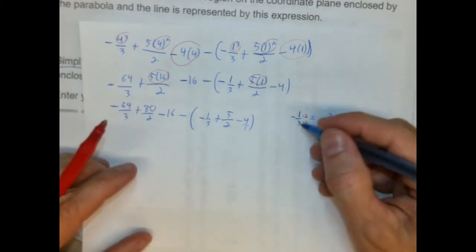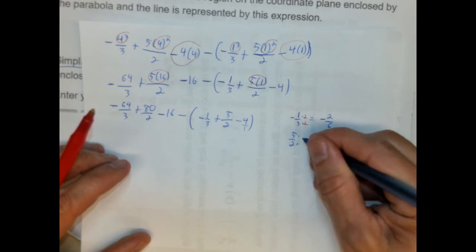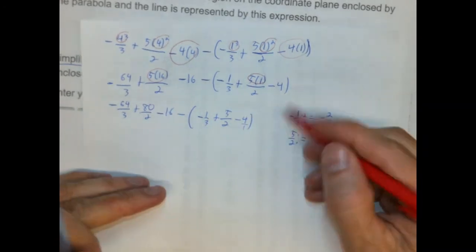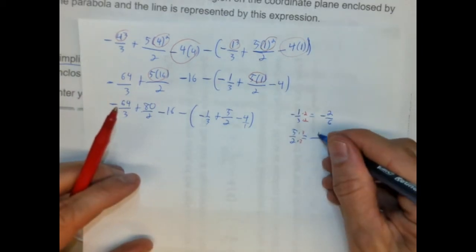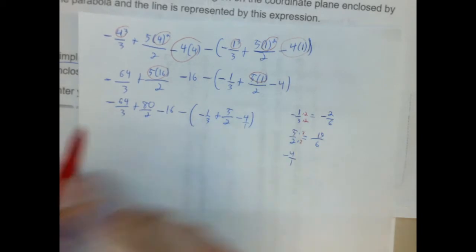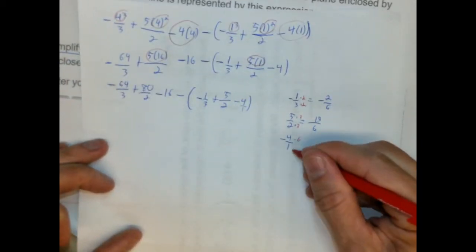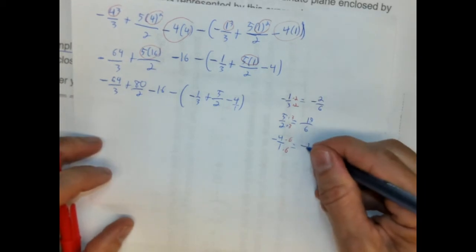And then this one, 5 over 2. We're going to multiply this by 3 because again we want the bottom to be 6. So top and bottom by 3. This would be 15 over 6. And then negative 4 over 1. We have to multiply top and bottom by 6 to make the denominator 6. Okay. So that's going to be negative 24 over 6.